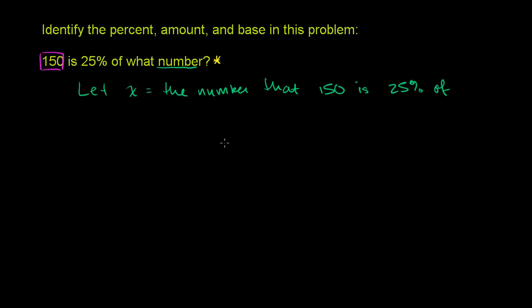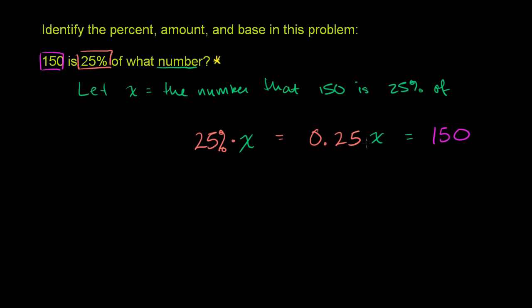So that tells us that if we start with x and take 25% of x, that's the same thing as multiplying it by 25%, which, if you view it as a decimal, is 0.25 times x. These two statements are identical. So if you start with that number, take 25% of it, or multiply it by 0.25, that is going to be equal to 150. 150 is 25% of this number. And then you can solve for x.